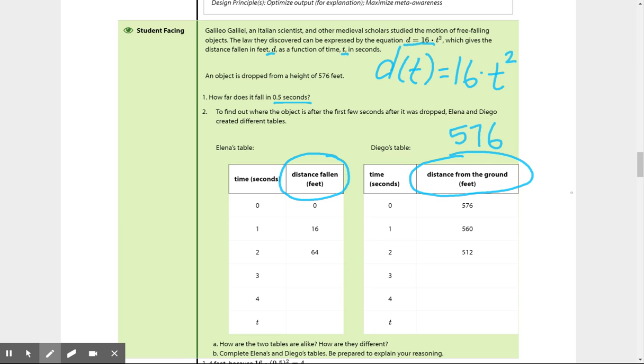How are the two tables alike? How are they different? So when you go to do that, you should be able to determine how they are alike and how they are different. At least I just told you how they're different anyway. And then B says complete the tables. So I want you to go ahead and work on that and then come back when you're finished and check and see if you were correct.